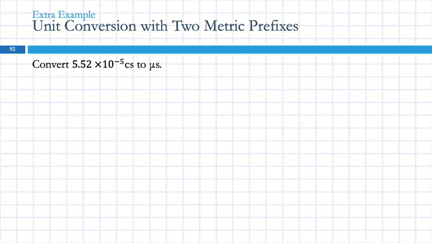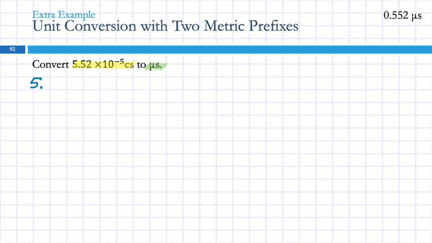Let's do one with 2 steps. So convert 5.52 times 10 to the minus 5 centiseconds to microseconds. So both of these have prefixes. So again, whether actually writing it down or not, we're identifying that this is what I'm starting with, and this is what I'm going to.